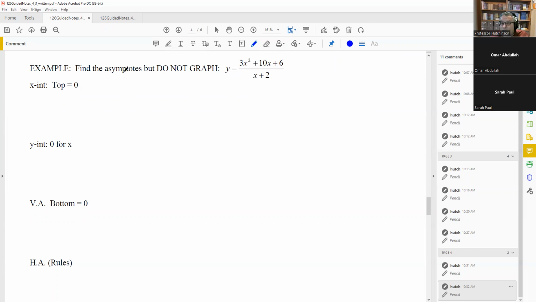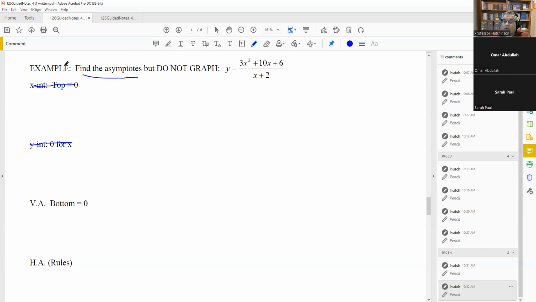Okay, now this actually says, you know what, this is find the asymptotes only, so I shouldn't have actually typed this out. You don't actually have to find X-intercept or Y-intercept in this one. This one just says find asymptotes only. So let's just do asymptotes for this.